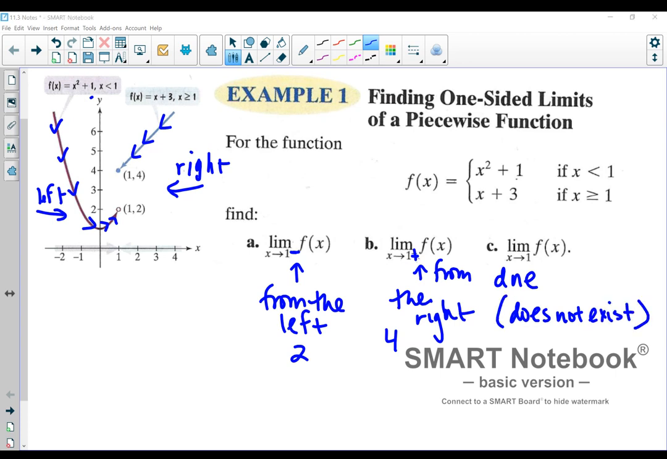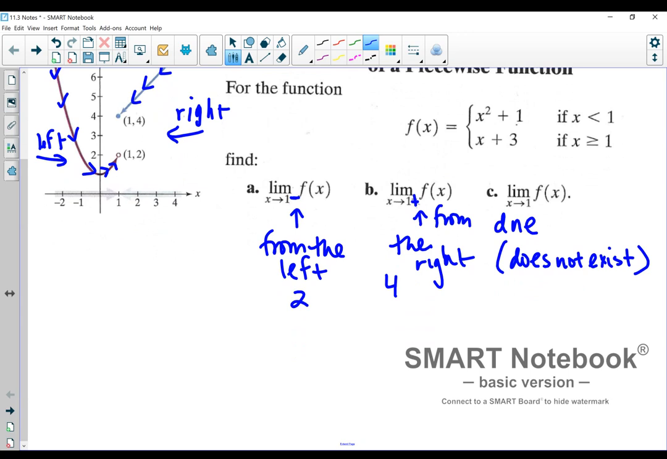And we want to add a little bit of extra stuff in here. We want to add that for this limit, if the left equals the right, then it's the same. But we don't have that here, and so the limit does not exist. So because one of those limits coming from the left was 2, from the right was 4, we can't get that to agree, and so we don't have a limit in that case. It does not exist.